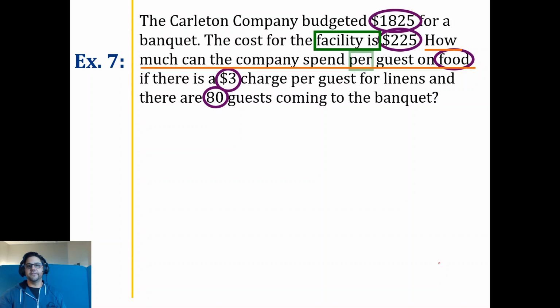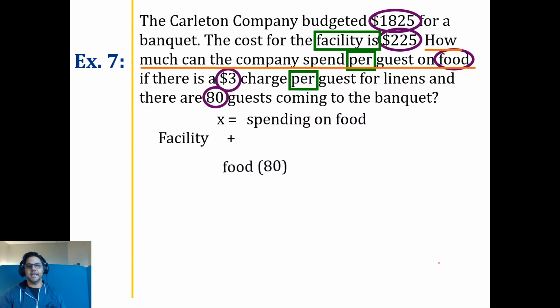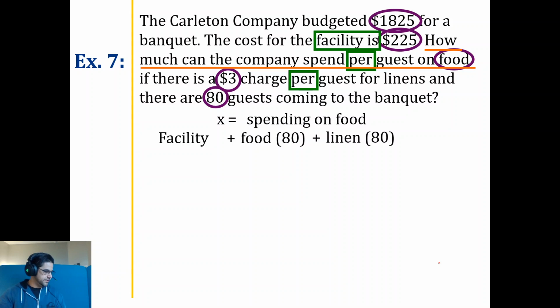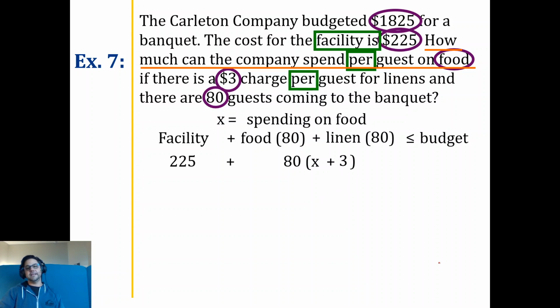All right, so good information going through here. So let's see. x, again, is food. Facility, $225, right? Plus 80 people are getting food and 80 people are getting fancy napkins to use. Don't get to keep it. And they've budgeted $1,825, which means they can go up to that, but every company would love to come in under, which means not spending the full amount. So as we set it up, again, it's $225 for the facility plus 80 guests who are going to have food and fancy napkins.